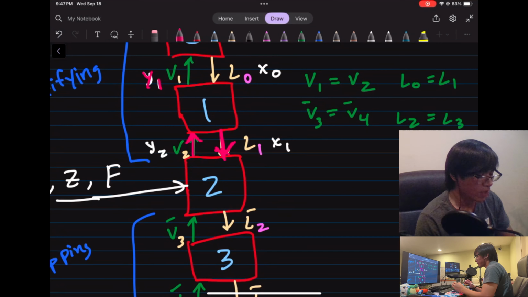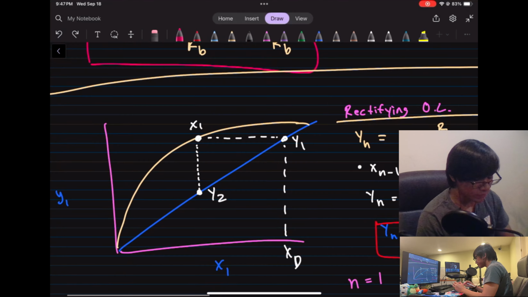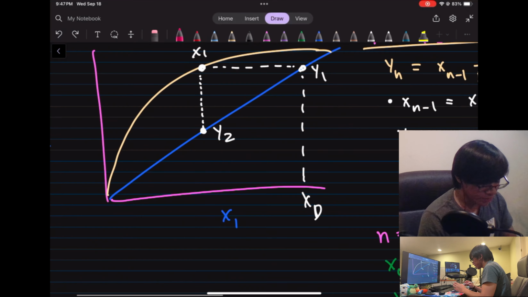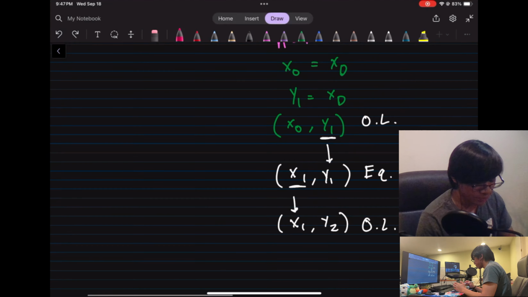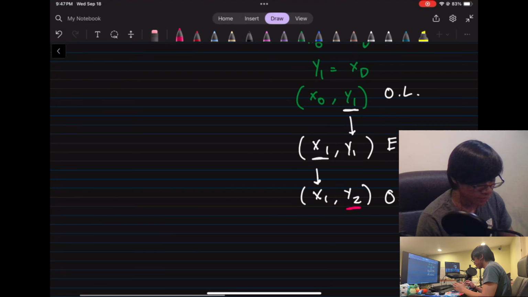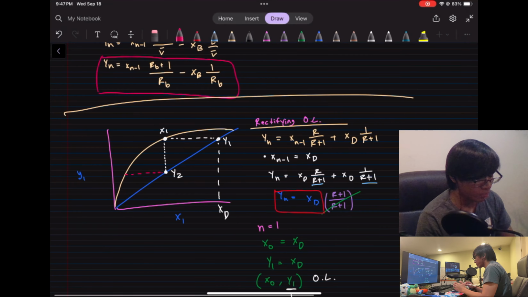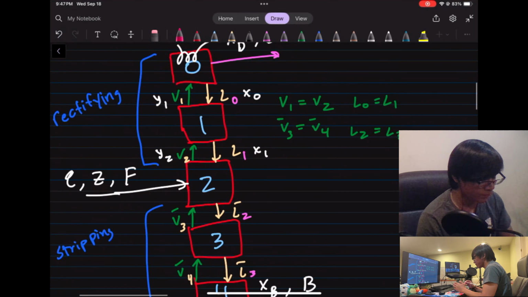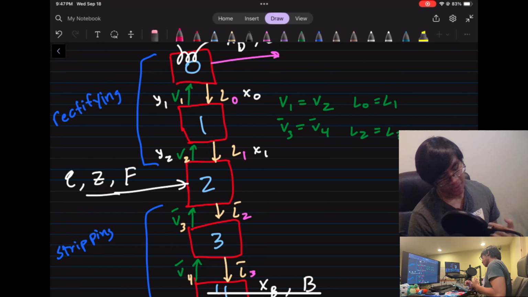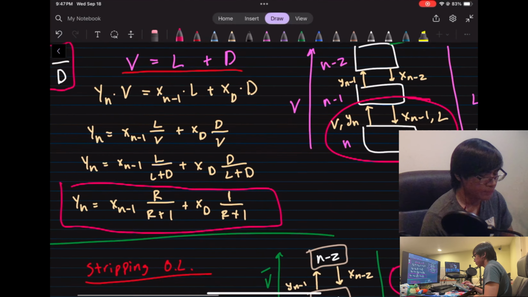So that operating line is very handy when it comes to finding all these compositions, as long as you have a place to start. So again, I don't know if I need to keep drawing this out anymore, but x1, y2. I think we get the point here. If I draw any more, I don't think it'll apply to our diagram, since our rectifying stage stops at stage 2 before we get to our stripping stages. So I'll just stop it there.